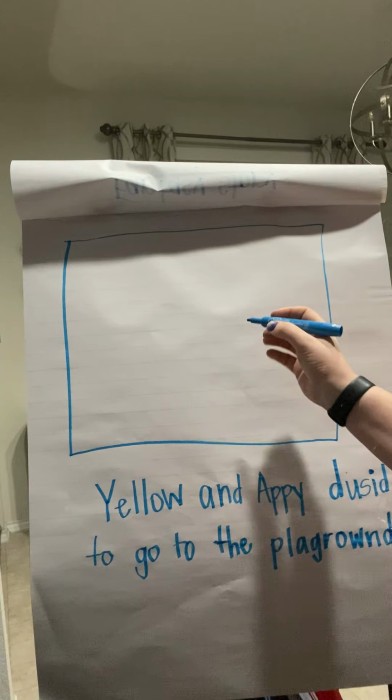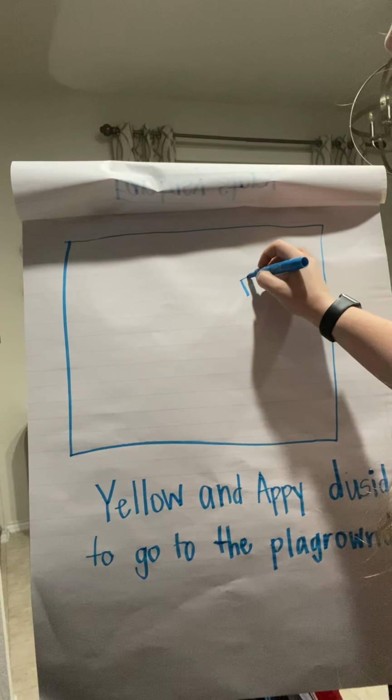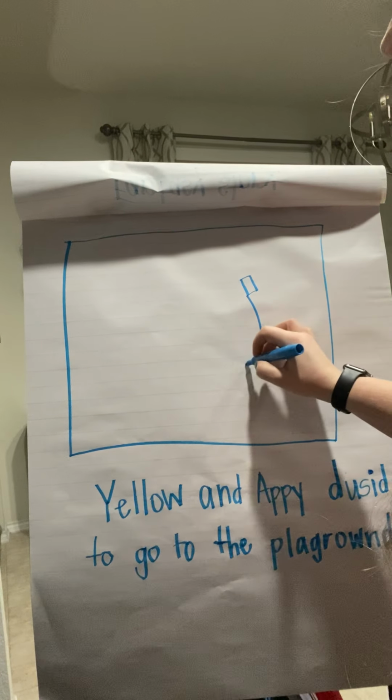So now let's go ahead and draw a picture of Yellow and Appy. I'm only using marker, but if I was you, I would use pencil. I'm just writing it in marker so that you guys can see it on a video. But again, I'm going to draw a picture of Yellow, and we said Yellow is what? A banana, right? So I'm going to draw a banana.